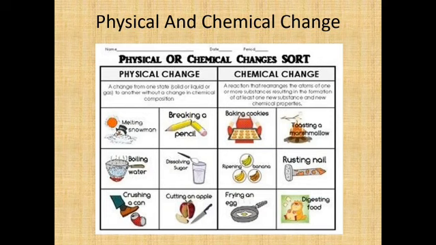A reaction that rearranges the atoms of one or more substances, resulting in the formation of at least one new substance and new chemical properties, is called a chemical change. The examples of chemical change are baking of cookies, toasting a marshmallow, ripening of a banana, rusting nail, frying of an egg, and digesting food.